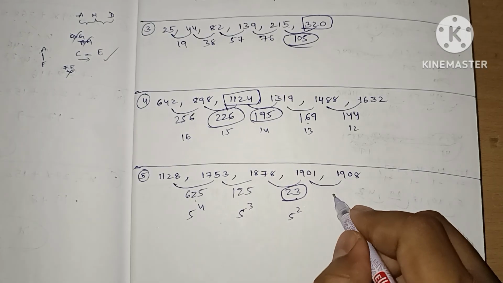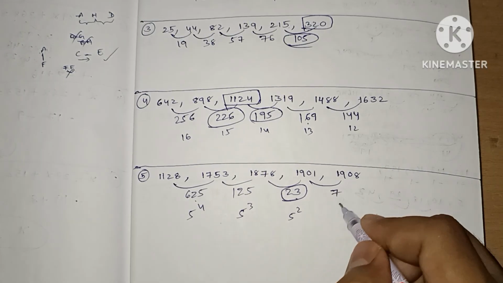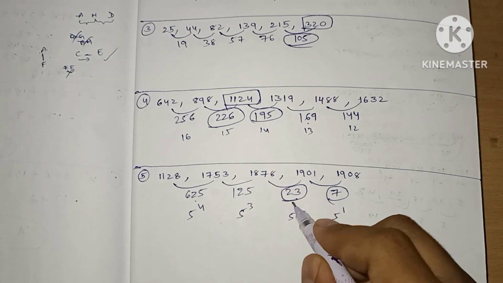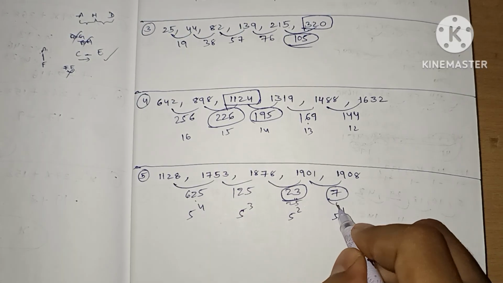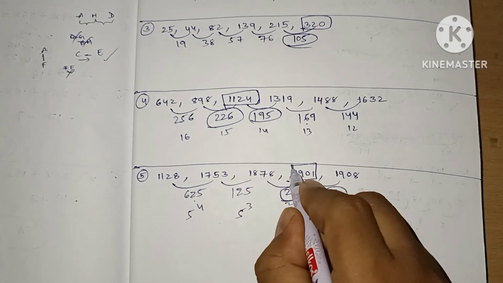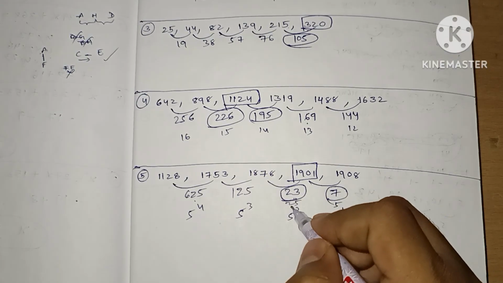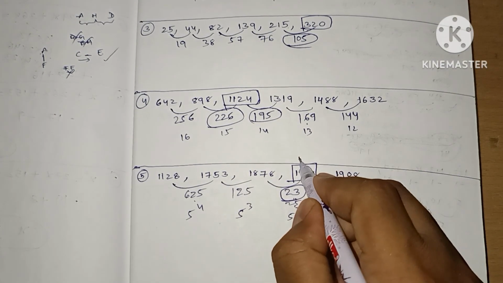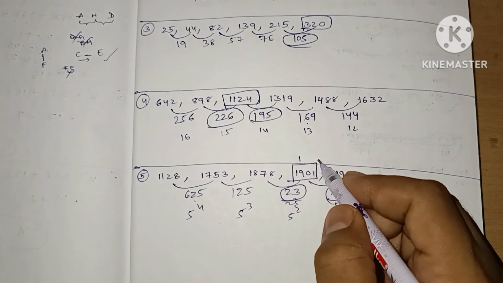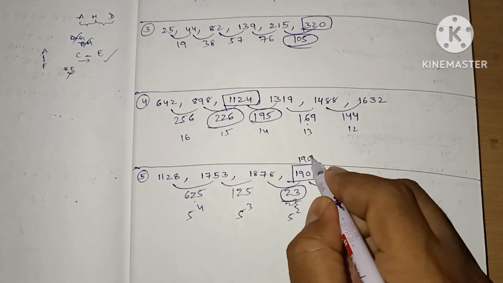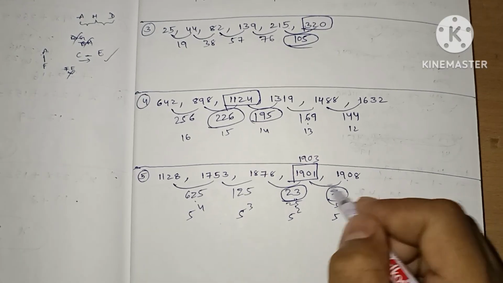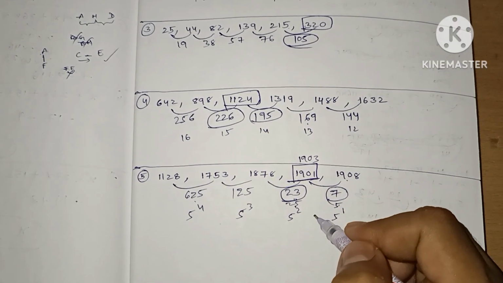Let's see, the difference between these two is 7. It must be the wrong one. If it is 25 and if it is 5, then this is our wrong number. Let's see the right number. 1878 plus 25 will be 1903. 1903 plus 5 will be 1908. So our wrong number will be 1901.